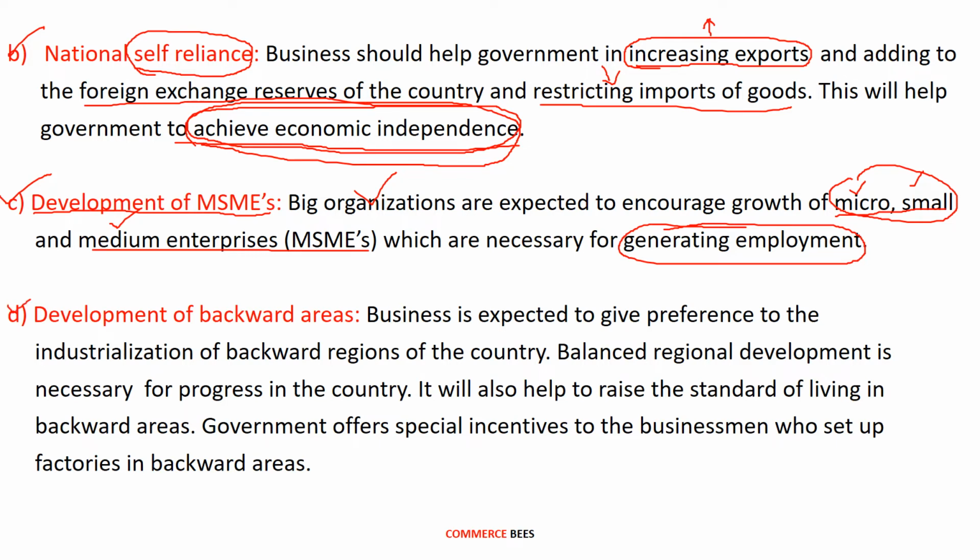The fourth point is development of backward areas. Business is expected to give preference to the industrialization of backward regions of the country. Why should a business be developed in the backward regions of the country? Because if a business is set up in the backward regions of the country, it will help to develop that backward region. Balanced regional development is necessary for progress in the country. So if a business is set up in the backward regions, it will help to develop the infrastructure, it will help in the generation of employment, which will in turn help in the regional development of the country. It will also help to raise the standard of living in backward areas.